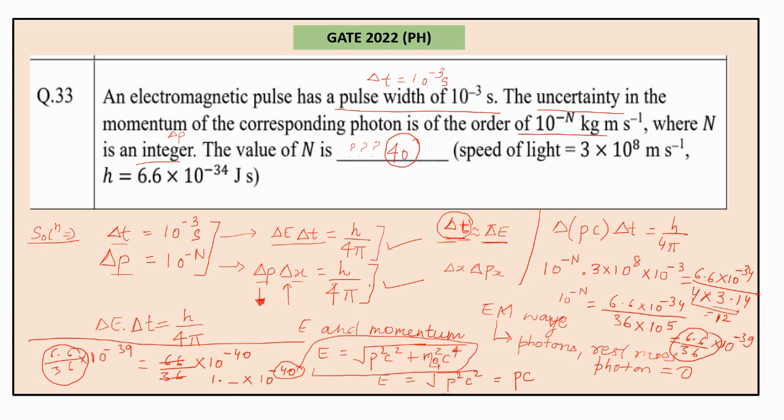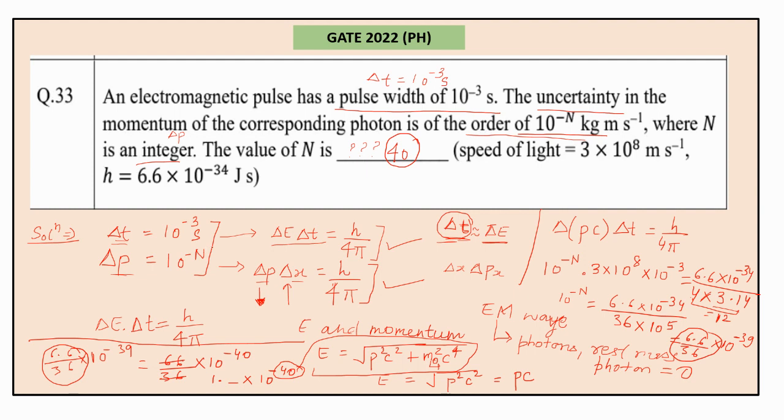I'll again do the question for every one of you, those who have joined late. In the question, we are given that an electromagnetic pulse has a pulse width of 10 raised to the power minus 3 second. The uncertainty in the momentum of the corresponding photon is of the order this much. Now n is an integer, and we are asked to find out the value of this n. So we are given delta t and we are given delta p.